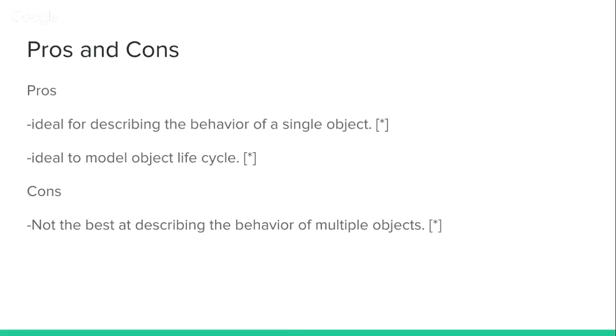Pros of using state transition diagram are, first, it's ideal for describing the behavior of a single object. A state machine performs actions in response to explicit events. State diagrams are irreplaceable when describing systems and system behavior.